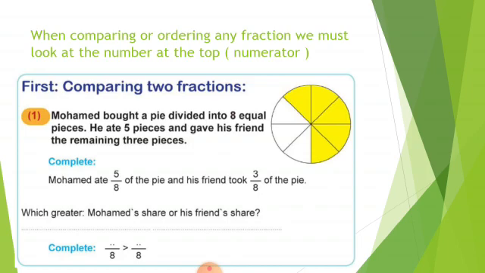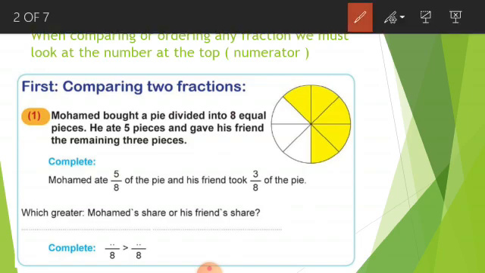We must look at the number at the top. مين number at the top ده اللي هو مين؟ Numerator. Let's take some examples. طيب محمد bought a pie. شايفين دي a pie divided into 8 equal parts. He ate 5 pieces. 1 2 3 4 5.